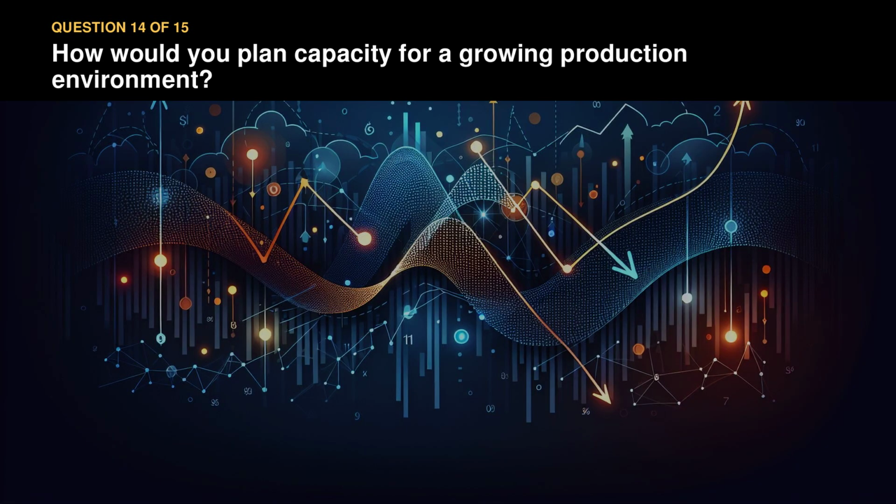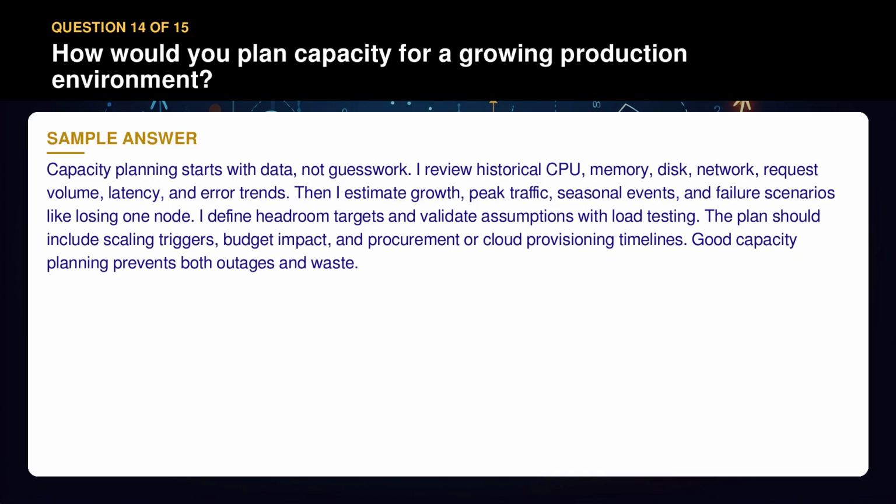Question 14. How would you plan capacity for a growing production environment? Capacity planning starts with data, not guesswork. I review historical CPU, memory, disk, network, request volume, latency, and error trends. Then I estimate growth, peak traffic, seasonal events, and failure scenarios like losing one node. I define headroom targets and validate assumptions with load testing. The plan should include scaling triggers, budget impact, and procurement or cloud provisioning timelines. Good capacity planning prevents both outages and waste.